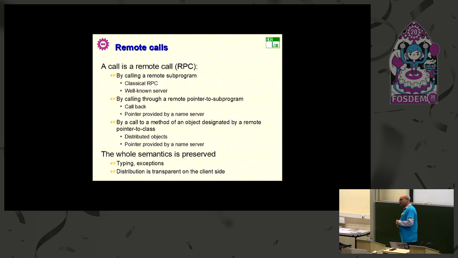And you can also have remote objects, the famous remote access to class-wide types. So basically, you can have a pointer to an object in the sense of a tagged type, and you can invoke methods of objects that are located in a remote node. So you can have distributed objects and directly call the methods of the object. But once again, since you need to first get the pointer to the object, you'll need some name server. And the whole semantics of Ada is preserved. So if a remote call raises an exception, you'll get the exception. All typing is checked to be consistent and so on. So distribution is completely transparent, at least for the client, for the caller.